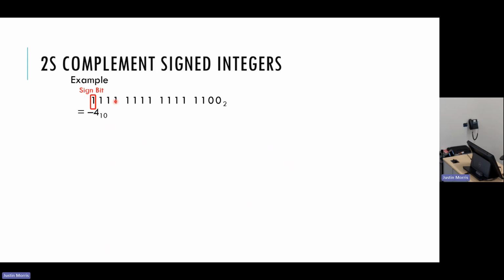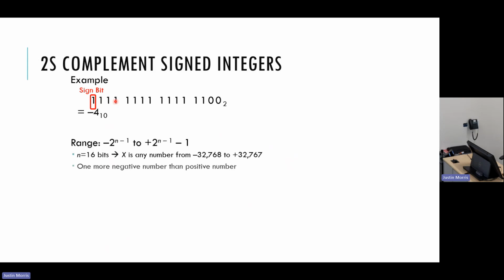So we know that it's negative because the most significant bit is a 1, right? So we automatically know it's a negative number. And the way that we figure out that it is -4 is we first invert all of the bits. So all of the 1s become 0s. All of the 0s become 1s. So we end up with basically 0, 1, 1. And then the next step is to add 1.